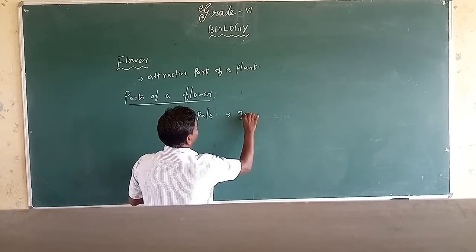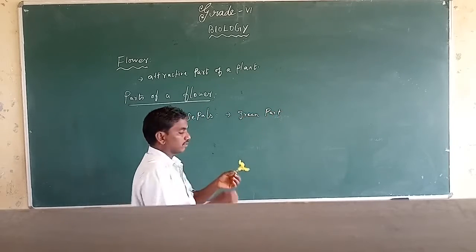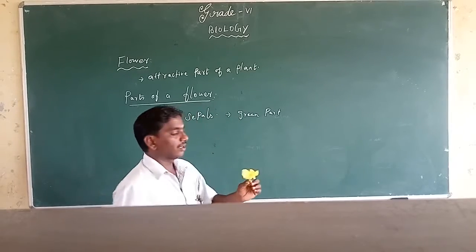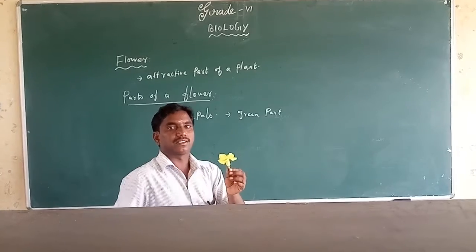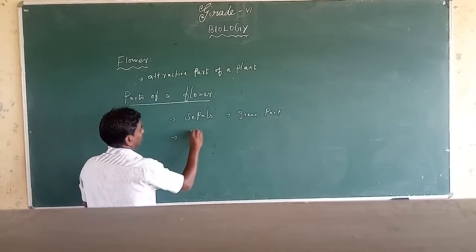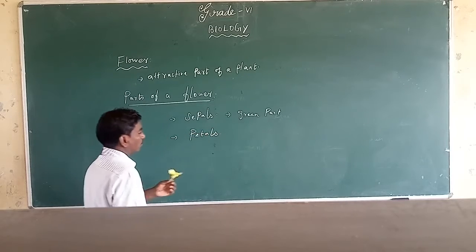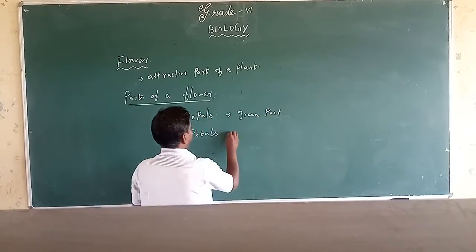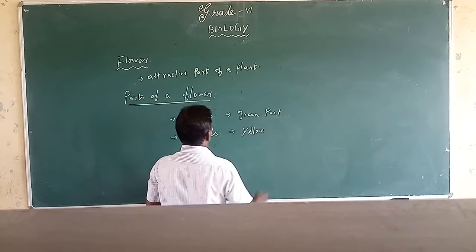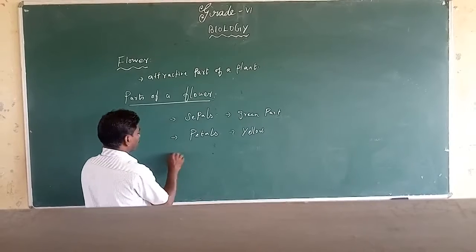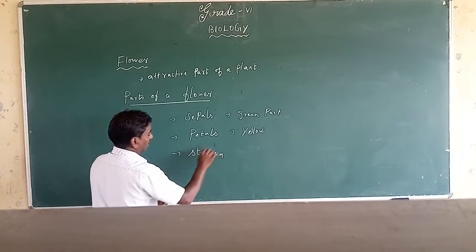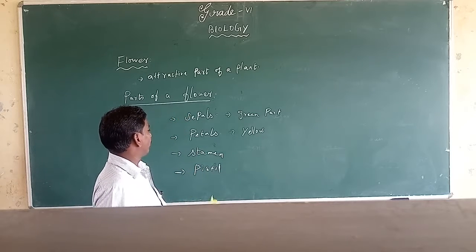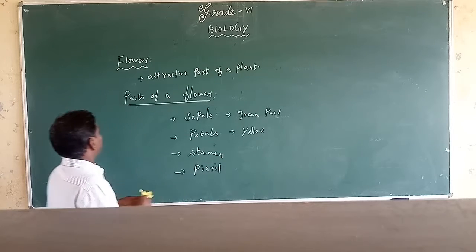The next one is the petals. In this flower we see yellow colored petals. The third one is the stamen, and the fourth one is the pistil. So these are the parts of a flower, and they are very important.